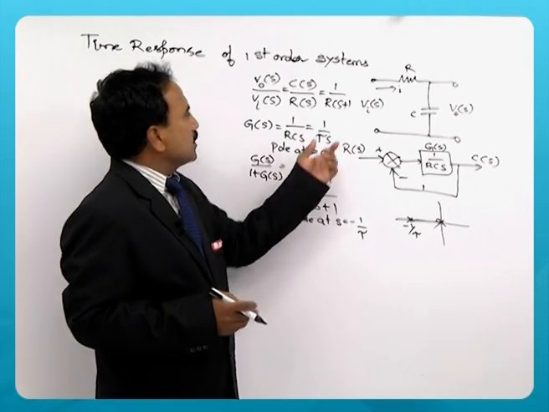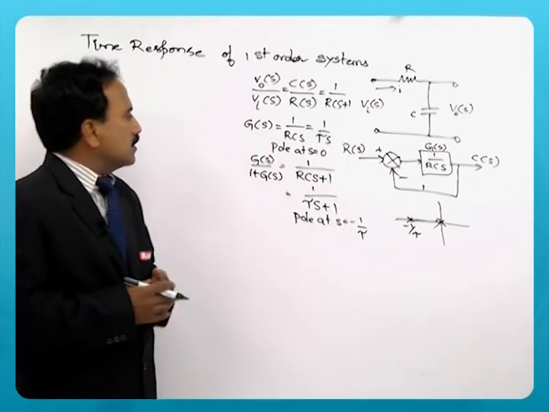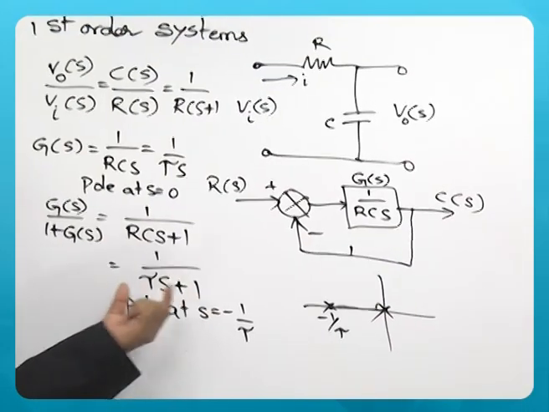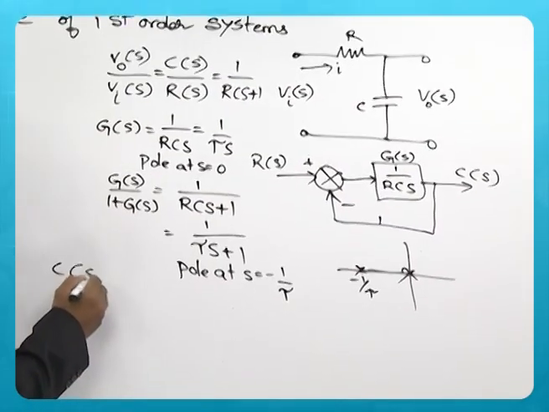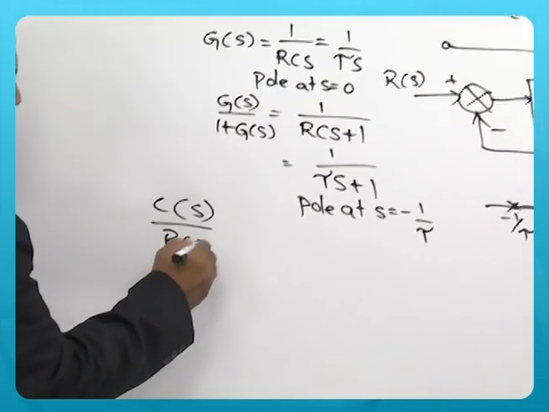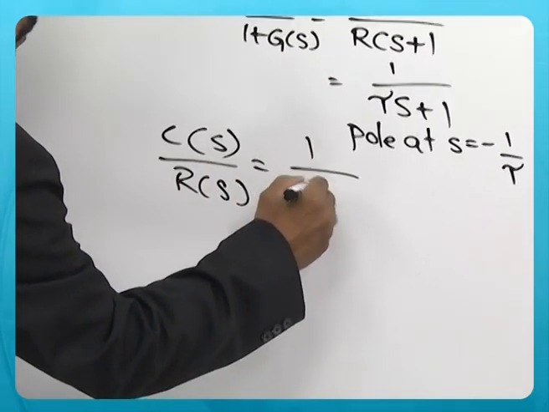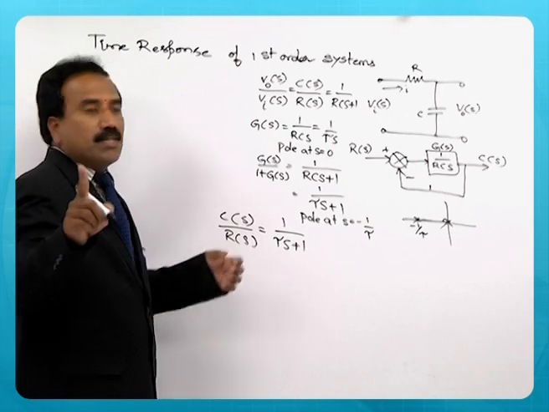Anyway, this is a first order system, 1 by RCs plus 1 or 1 by tau s plus 1. So, that is the response you got. C of s by R of s is equal to 1 by tau s plus 1. I say it is a first order system.